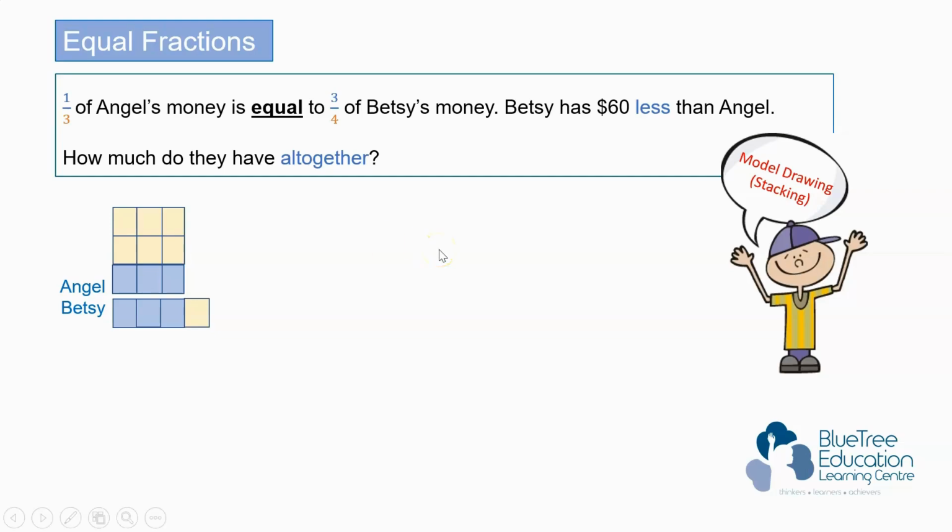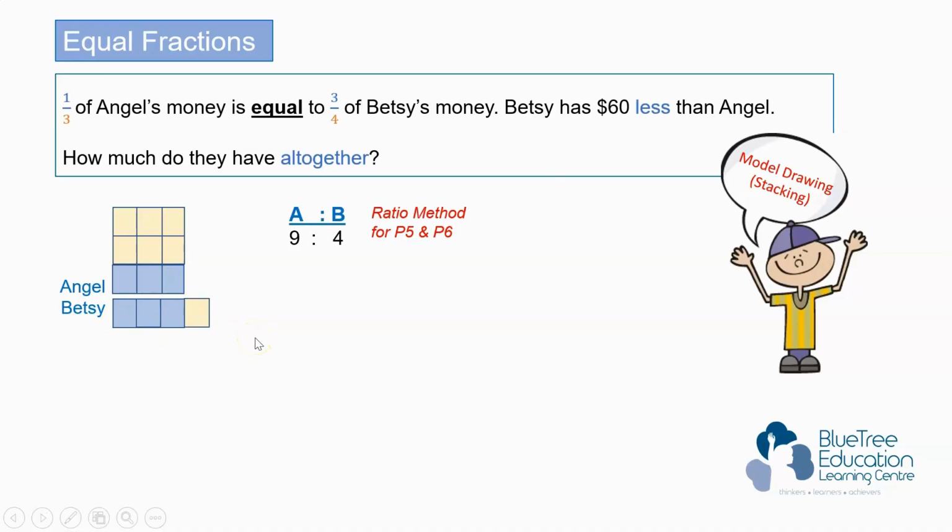For P5 and P6, who have actually learned the ratio approach, you can write 9:4 because you change both the numerator 1 and 3 to be the same. The total for Angel would be 9 units and Betsy would be 4 units. If you were to count the model, it's the same. Angel has a total of 9 units and Betsy has a total of 4 units.